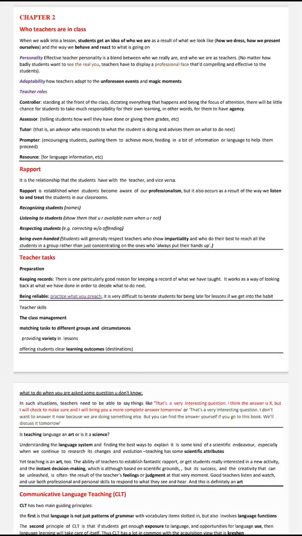So we will move to rapport. It is the relationship that the students have with the teacher and vice versa. Rapport is established when students become aware of our professionalism, but it also occurs as a result of the way we listen to and grade the students in our classroom.